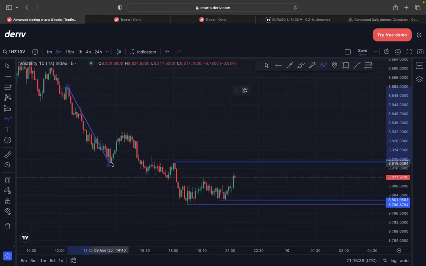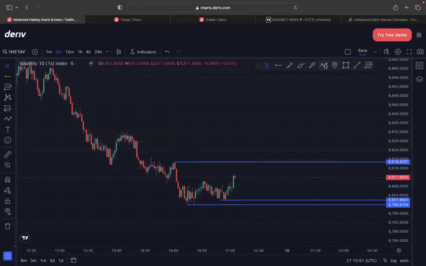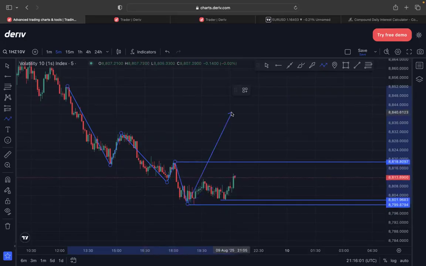We have lower low, lower high, lower low, lower high, lower low. So we're expecting what? A lower high and then a break of structure like this. This is what we're expecting in this market. So let me draw this again. So I would stop right there. Lower low, lower high, lower low, lower high, lower low. So we're expecting lower high and a continuation like that.